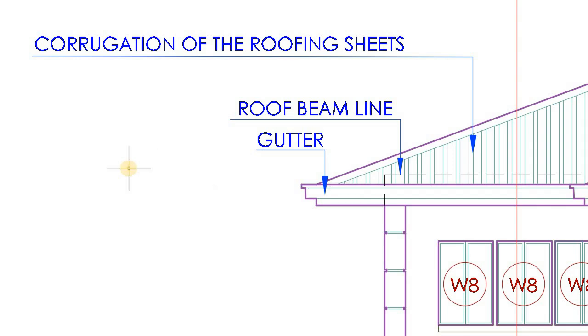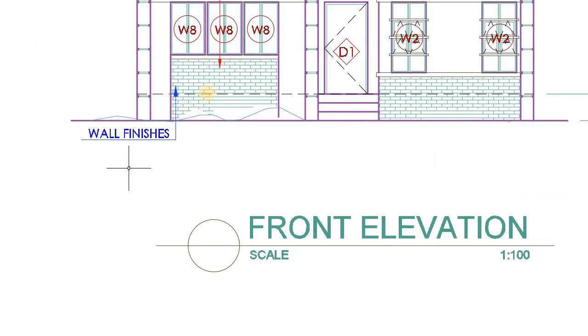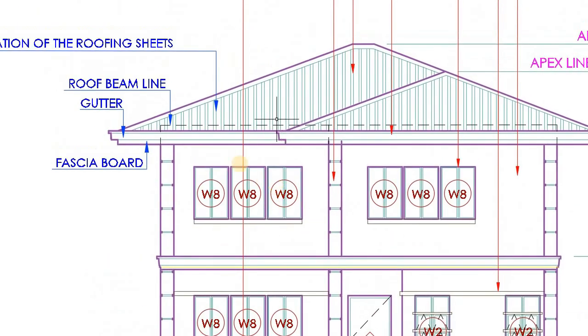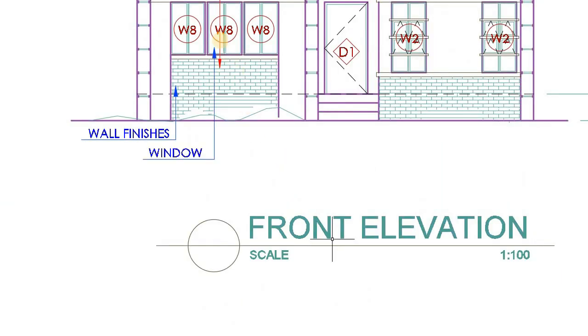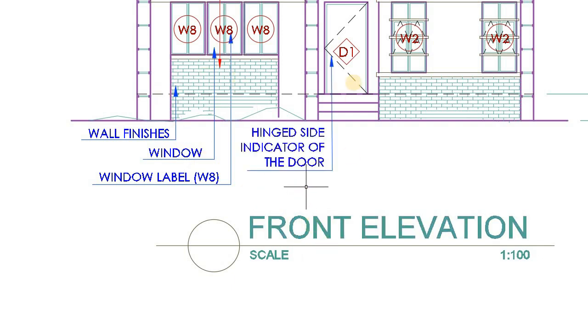Next, we have here the gutter, the fascia board. Then we have the wall finishes. Specifically, this wall finish is specified as leadstone. Next, we have the windows. These are windows, window 8 and window 2. Then next, we have the window label.